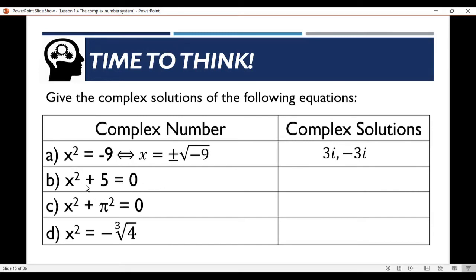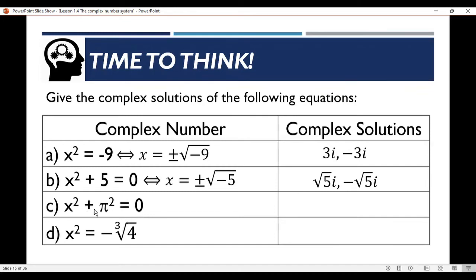Letter B, x squared plus 5 equals 0. Complex number, then what is the complex solution? Square root of 5 i and negative square root of 5 i. Yes, kasi ang square root of 5, hindi siya exact. Wala tayong makukuhang exact root ng square root of 5. So, kaya i-rewrite na lang natin siya as square root of 5 i sa positive at sa negative naman ay negative square root of 5 i.